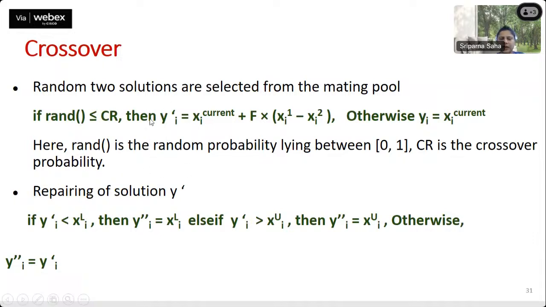After generating this number, suppose it crosses the limit, since each variable has a limit. If it is either less than the lower limit or greater than the upper limit, then we change the value. If yi dash is less than the lower limit, then we set it to the lower limit. If it is greater than the upper limit, then we set it to the upper limit.